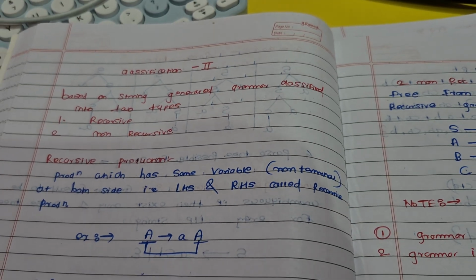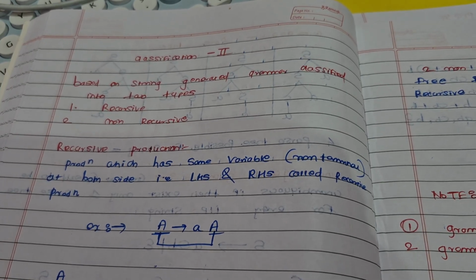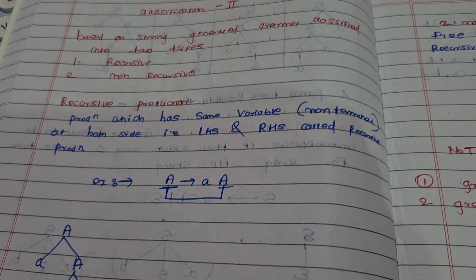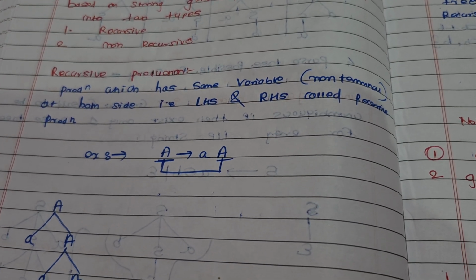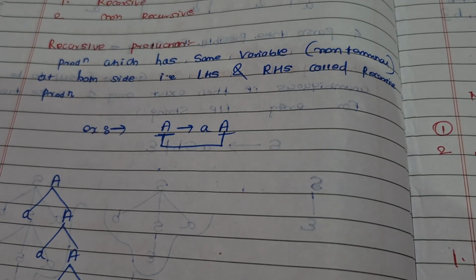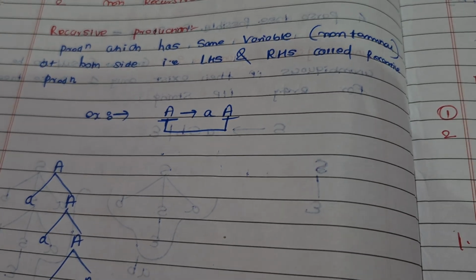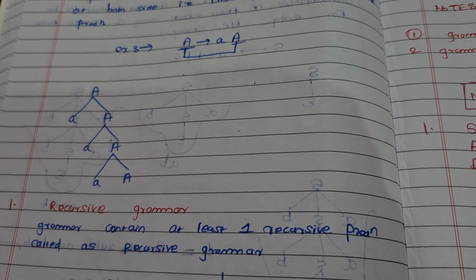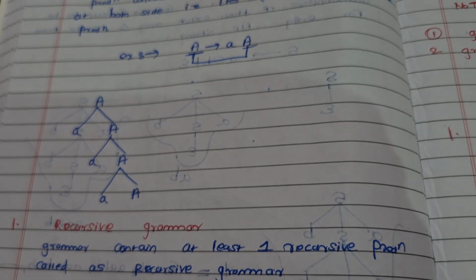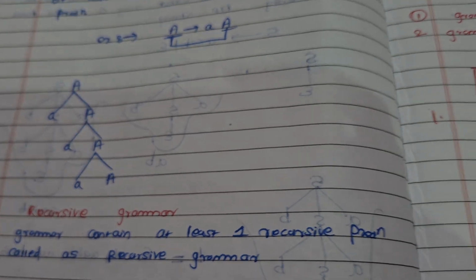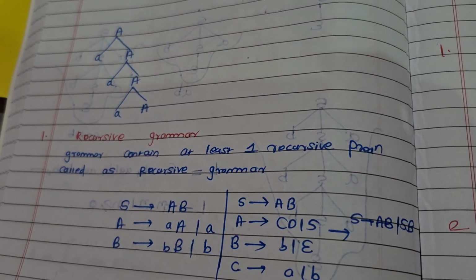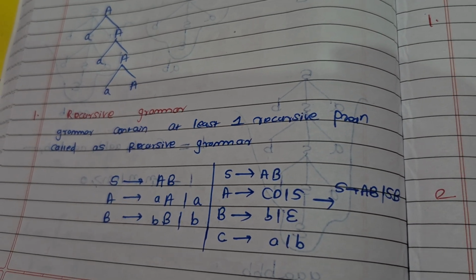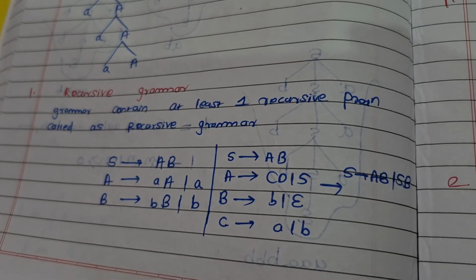Classification 2, based on string generator, grammar is classified into two types: recursive and non-recursive. A production which has the same variable on both sides, LHS and RHS, is called a recursive production. Here A is replaced by A and capital A. You can see the parse tree for it also.